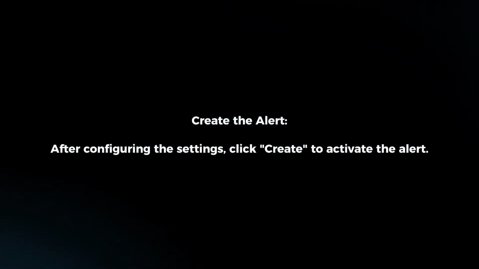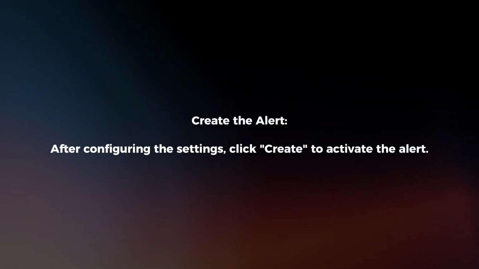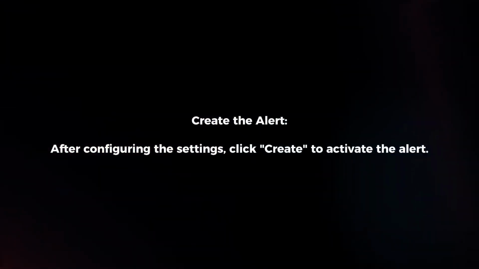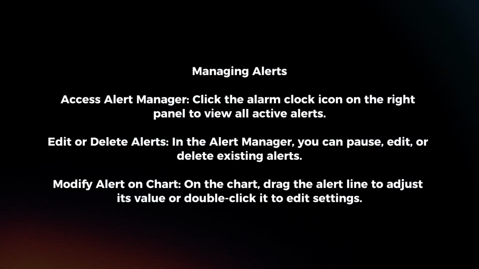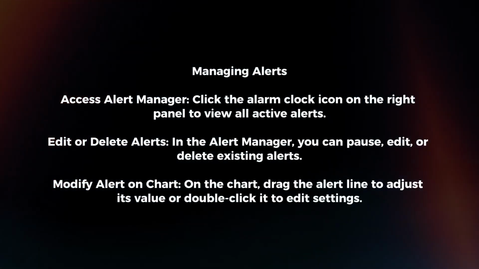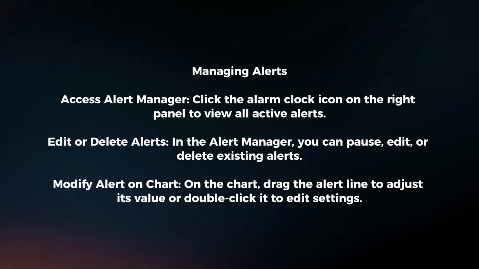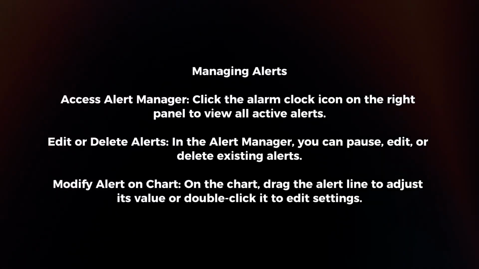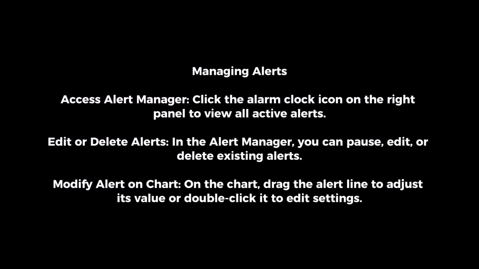Create the alert. After configuring the settings, click Create to activate the alert. Managing alerts. Access Alert Manager. Click the alarm clock icon on the right panel to view all active alerts. Edit or delete alerts. In the Alert Manager, you can pause, edit or delete existing alerts.